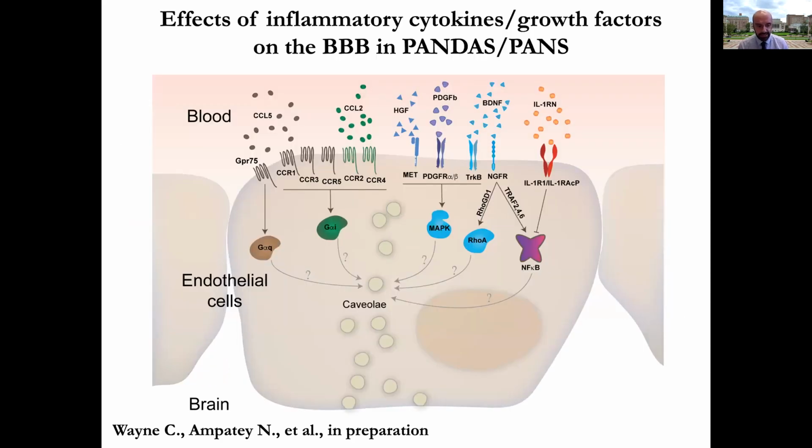And so basically, this is just a summary of what I was telling you so far, that indeed several of these inflammatory cytokines that are present in the bloodstream in the context of PANDAS and PANS patients, but also in the mouse model, they're also present on the other side in the brain, seem to really trigger the transport of antibodies or immunoglobulins or albumin across the endothelial cells.